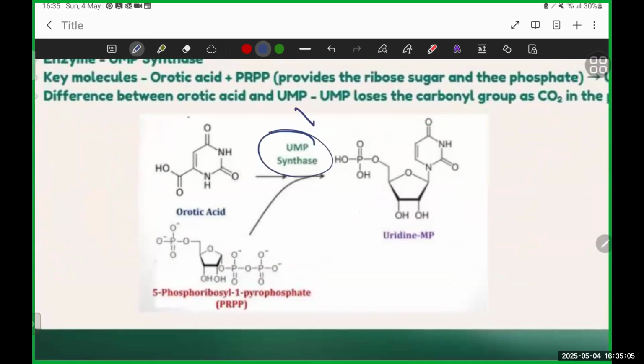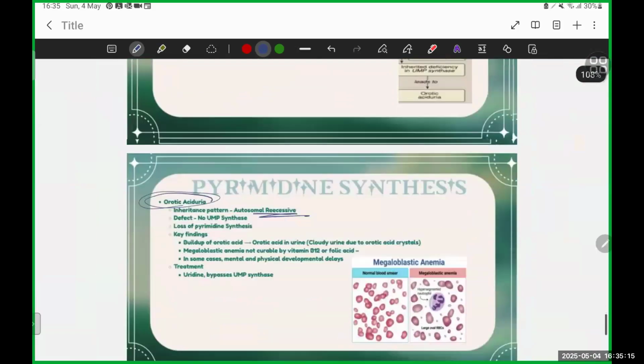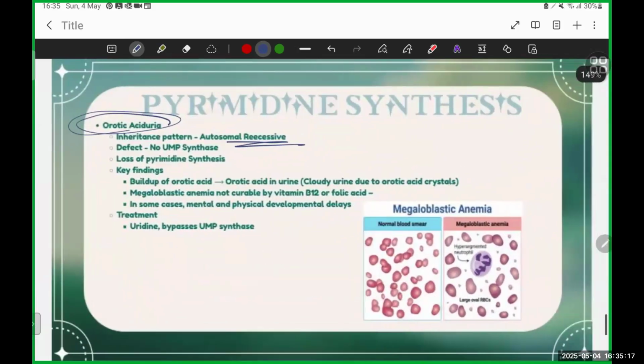So this enzyme is not gonna work. If this enzyme doesn't work, I'm not gonna have uridine, and obviously I'm gonna just keep making orotic acid. If I keep making orotic acid, I have a lot of orotic acid in my body, which is gonna cause orotic aciduria. Now, because you cannot form the UMP, since your UMP synthase is not working, you have no pyrimidine, all right? No pyrimidine, no DNA, right?